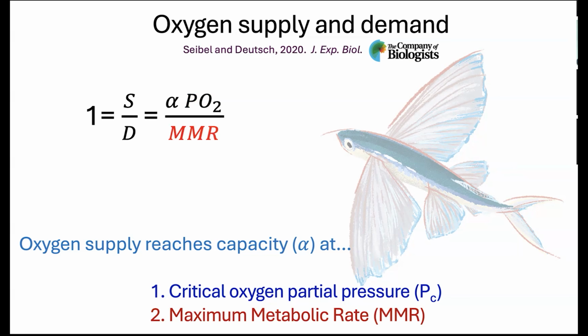However, it also should reach its capacity at maximum metabolic rate. So when you are running at your top speed on a treadmill, your heart's going as fast as it can, you're breathing as fast as you can, you are at your maximum capacity for oxygen supply. Same would be true if you were at rest and we dropped the oxygen down to about 20%, equivalent to the top of Kilimanjaro or some other equivalent mountain. So these two states, the critical pressure or the maximum metabolic rate, are equivalent in that sense.